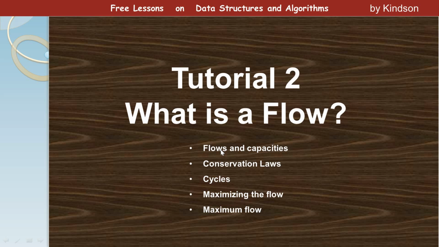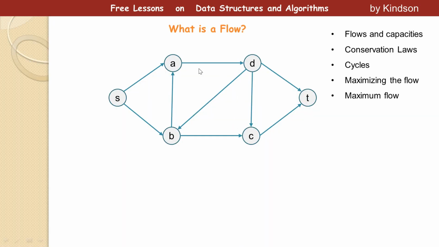So for now, you know what capacity is, you know what a flow graph is, and a flow network, you know what edges and vertices are, and you know what capacity is. Today we are going to talk about flow. So the question is, what is a flow? This is the same graph we were working with in the previous tutorial. So I'm going to put back the capacities into this network, and then after which I'll talk about the flow.